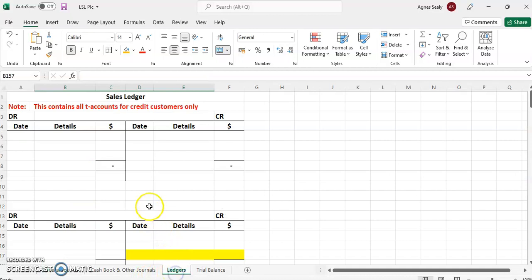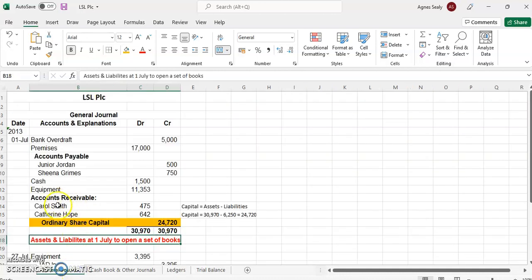So the first ledger we are going to be looking at is called our sales ledger. And the sales ledger contains all the personal T accounts for your credit customers only. So only credit customers will be found in your sales ledger. So what we do is that we'll go to the general journal first and look for our credit customers who are our debtors or accounts receivable.